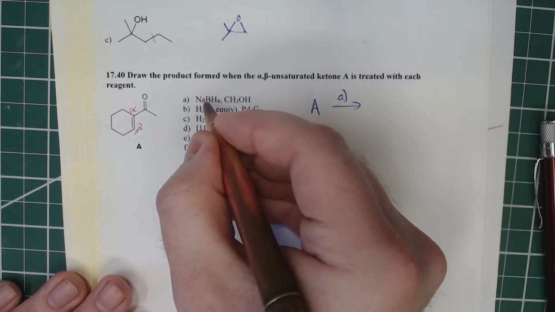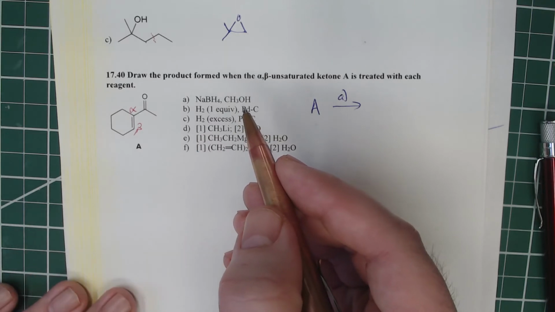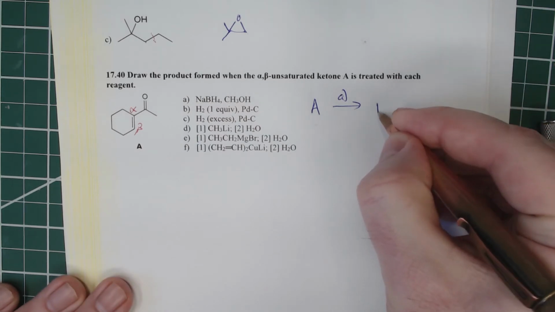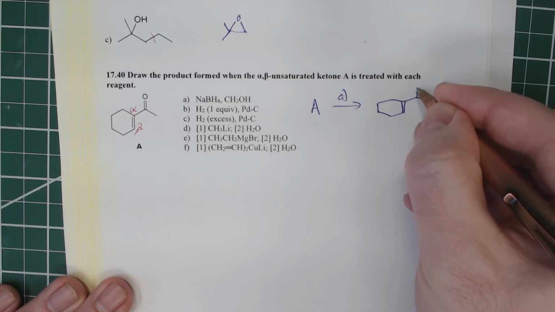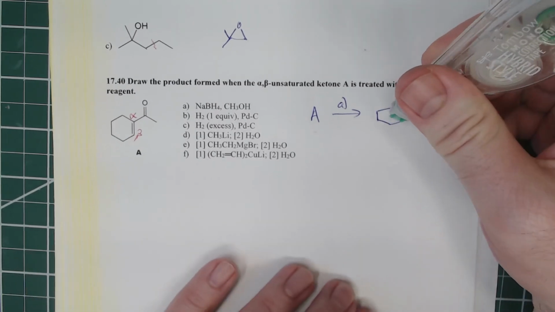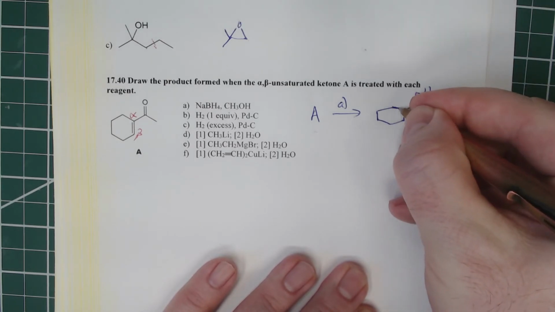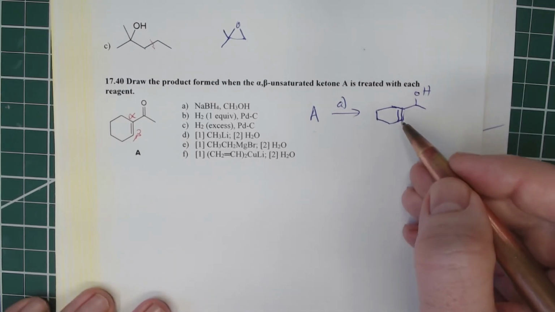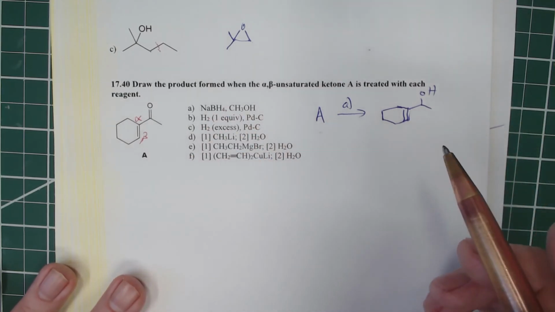If we do reagents A, which is sodium borohydride, well, sodium borohydride is a reducing agent. It will reduce only that ketone, and so we will end up with an alcohol. That alcohol will be an allylic alcohol. I'm going to redraw this. Anyway, we will have an allylic alcohol, with an alcohol here because we're reducing.